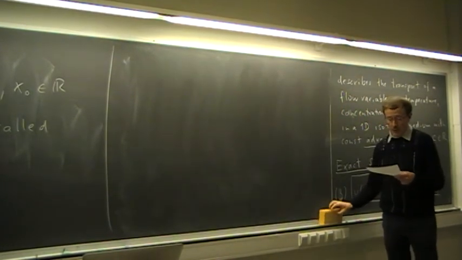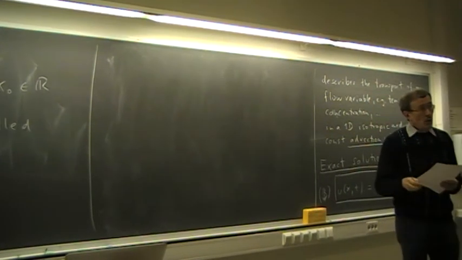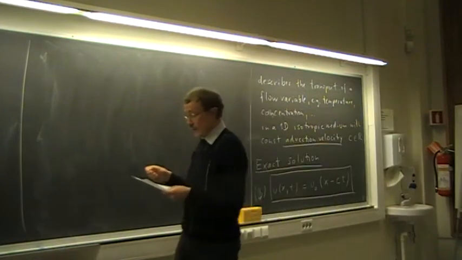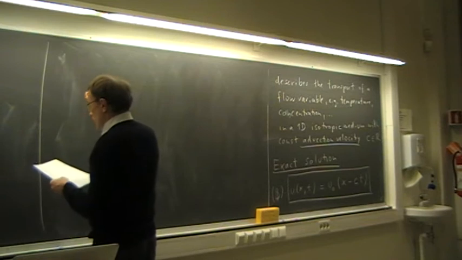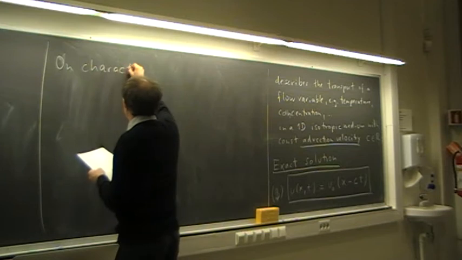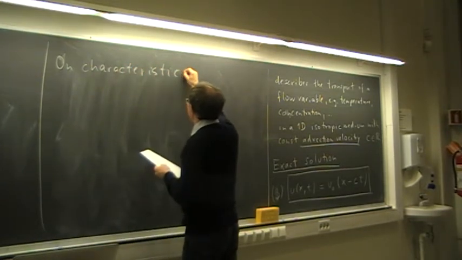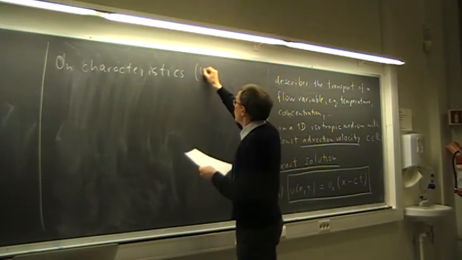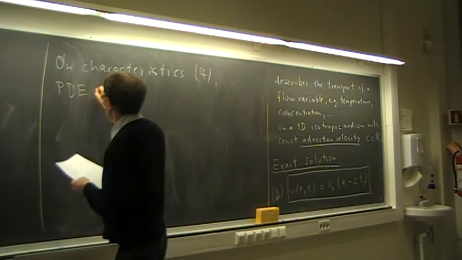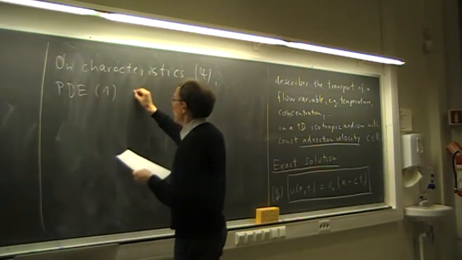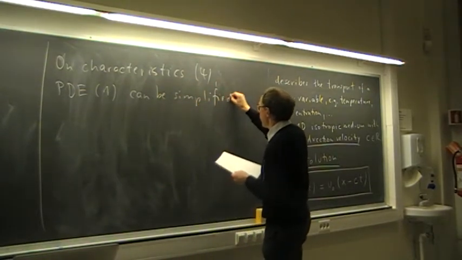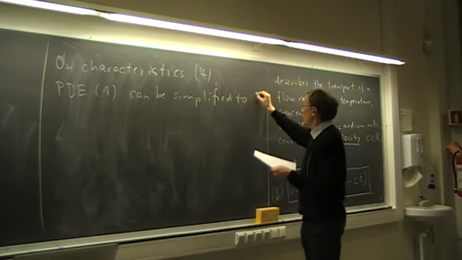Assume we have a solution u that is satisfying our linear advection equation, we can simplify the linear advection equation. So on characteristics, the PDE, in our case the linear advection equation, can be simplified to the following ODE.